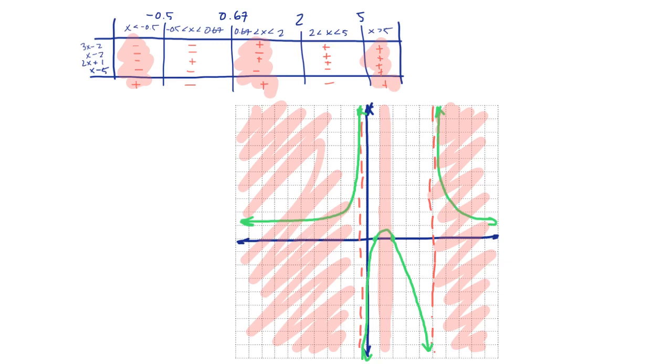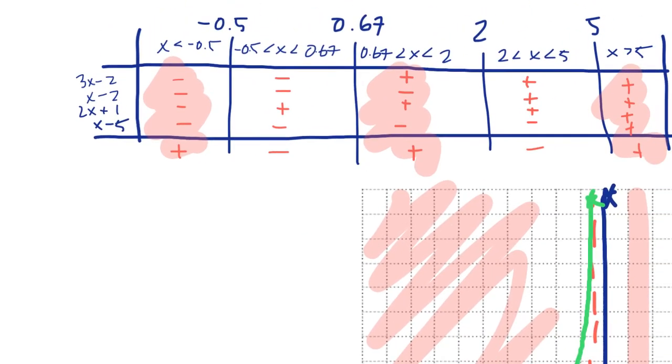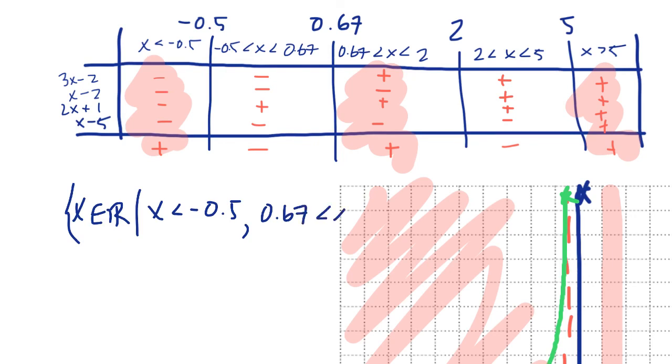The one last thing to be careful about when we're stating our answer is those little signs, less than or equal to, or less than, or greater than, or whatever it is. So let's start off by writing out this answer in set notation. If we want to do this super formally, x is an element of real numbers such that the first range that's true is x is less than negative 0.5. Our next range is between 0.67 and 2. And our last range is x is greater than 5.